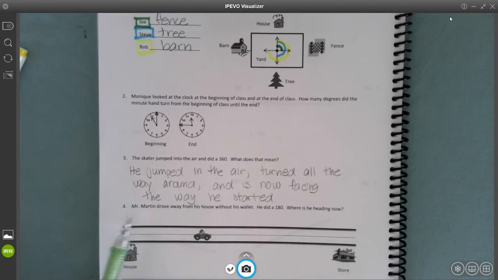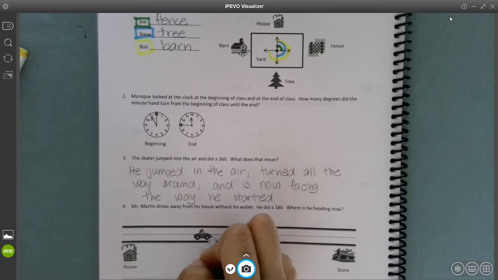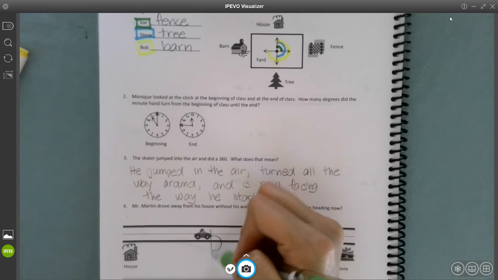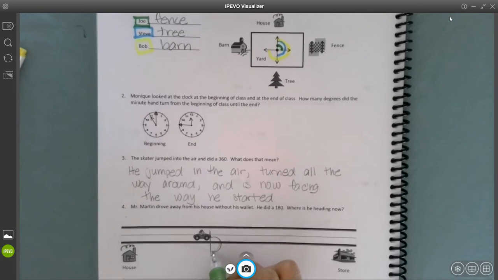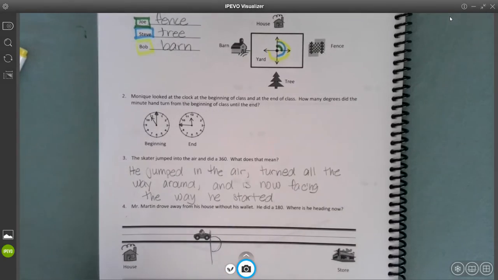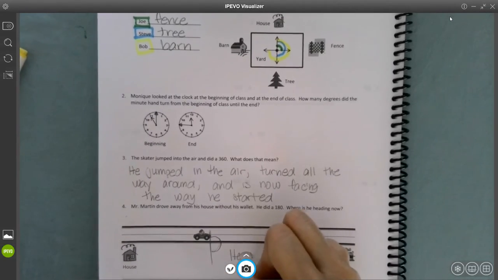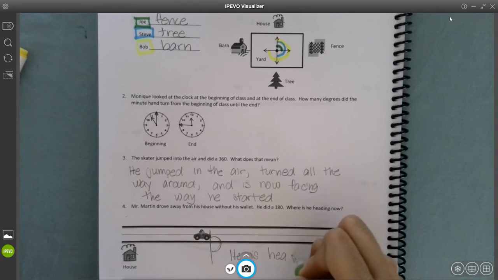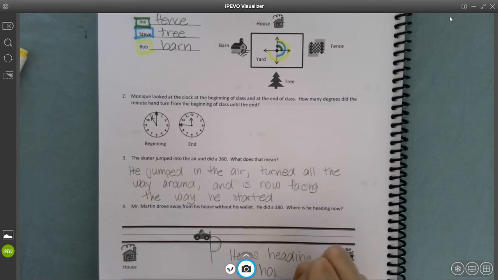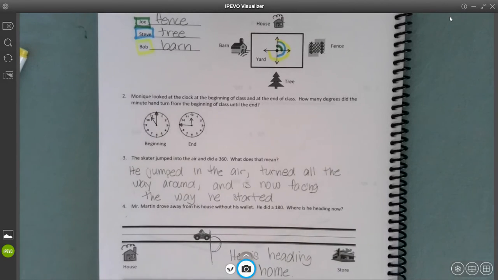All right, number 4. Mr. Martin drove away from his house without his wallet. He did a 180. Where is he heading now? So there he goes. He left his house. He's going to the store, but he did a 180 to get his wallet. A 180 looks like that. Like if you showed a protractor, 180 looks like this. It's 180 degrees. That means he went back home. He is heading home. Okay, a 180 means you turn around and go back the other way, or you're facing the other way.